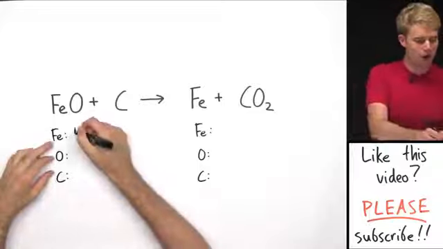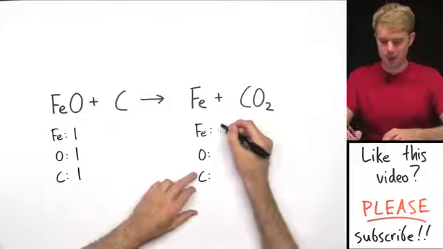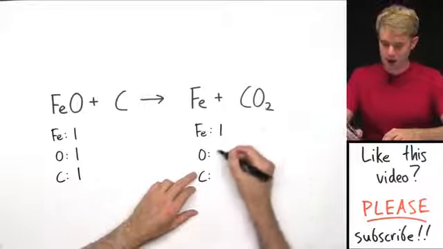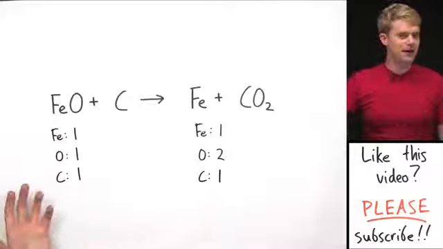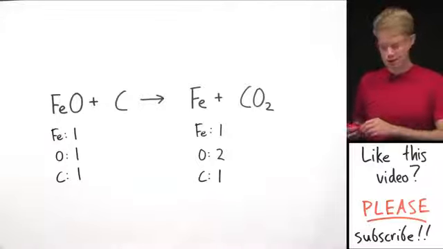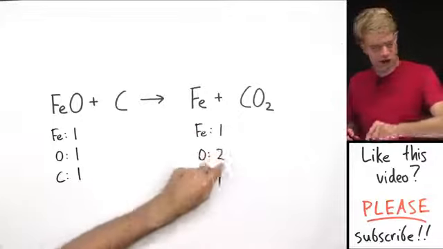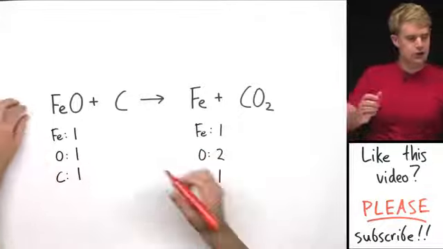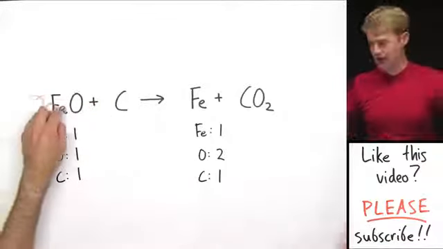Okay, iron, oxygen, and carbon. Over here I have 1 iron, 1 oxygen, and 1 carbon. Here I have 1 iron, 2 oxygens, and 1 carbon. Okay, how am I going to balance this? The first thing I'm going to do is balance these oxygens. So I have 2 over here and I have 1 here. I'm going to change that by putting a 2 in front of the FeO.